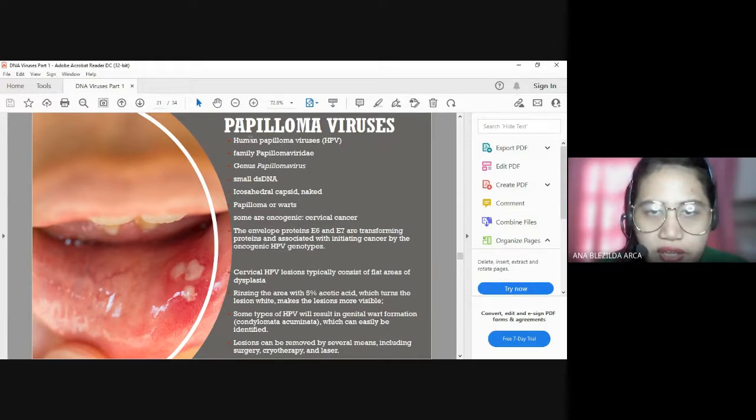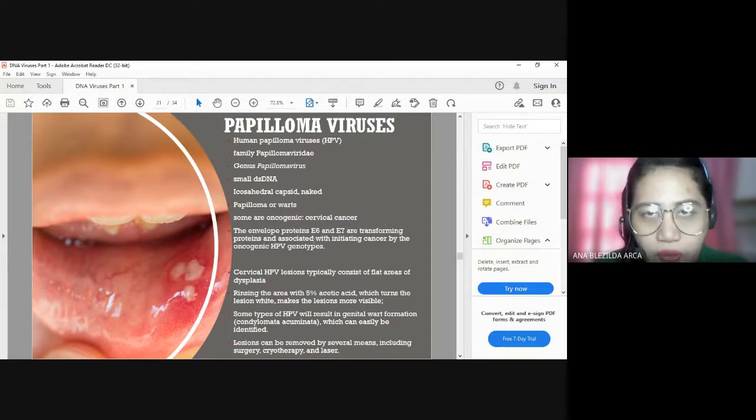Now, for the papillomavirus, again, that is the HPV, family Papillomaviridae. Genus is Papillomavirus. Now, it can cause lesions. Ang tawag sa mga lesion dyan is papilloma or warts. Some are oncogenic that can cause cervical cancer. Sa lalaki, testicular cancer or throat cancer as well.